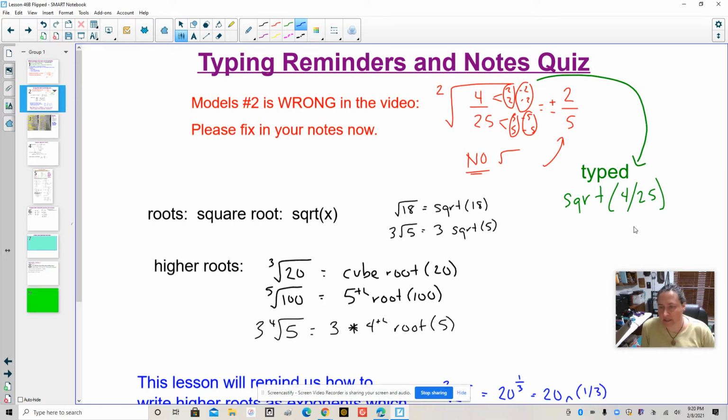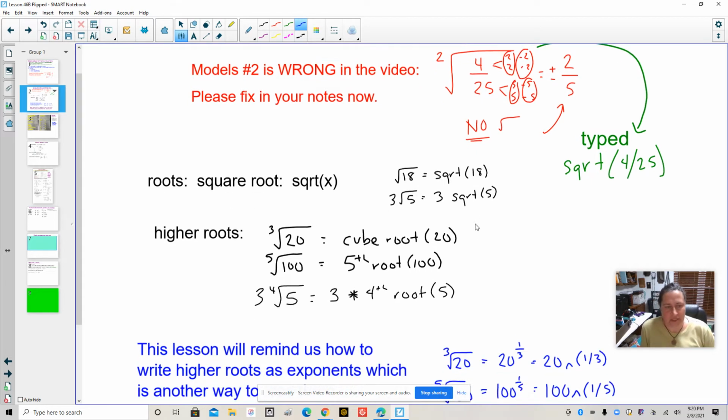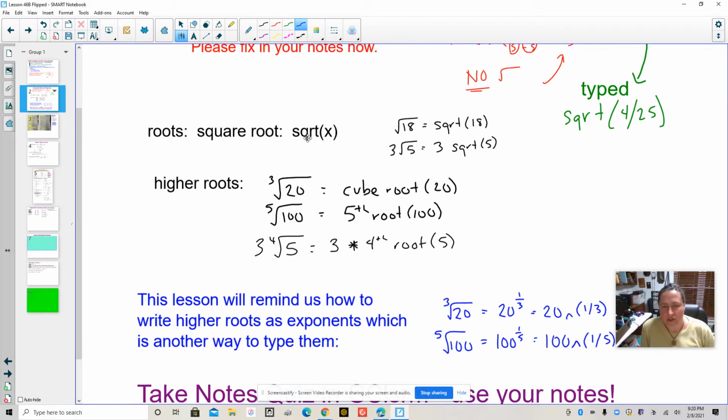Remember, we talked about the other day that the way to tell what belongs under the radical symbol is by putting it in parentheses. It is a grouping symbol. So take a look at these typing hints. Square roots: the square root of 18 is SQRT parentheses 18 end parentheses. 3 square root of 5 would be 3, and then the abbreviation SQRT, 5 in parentheses.